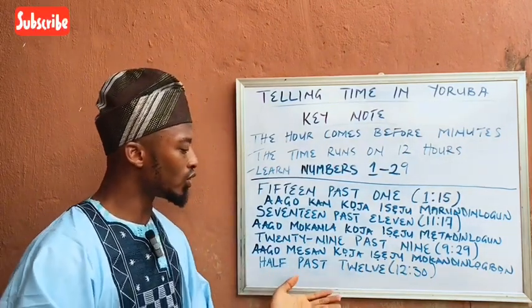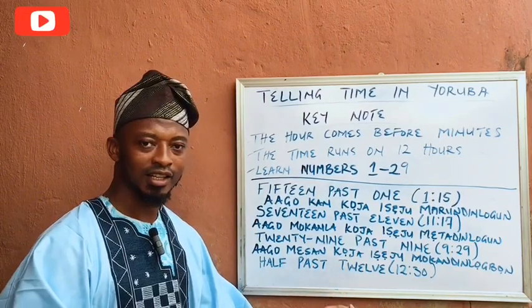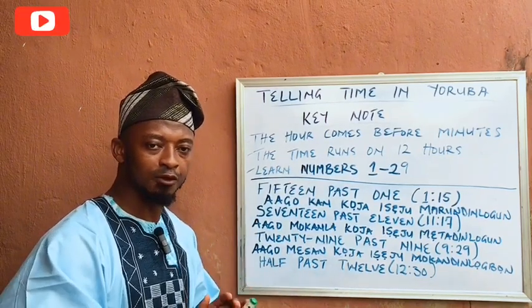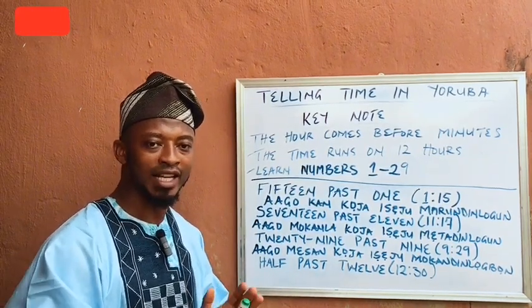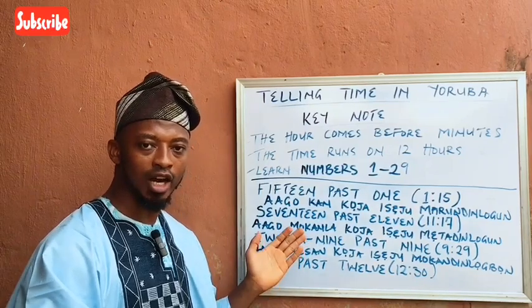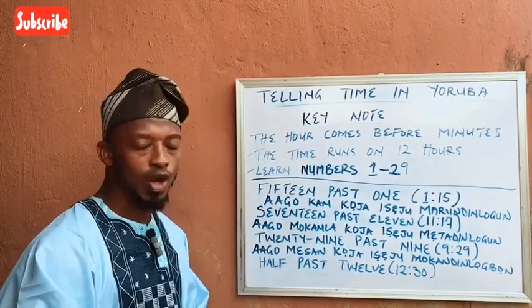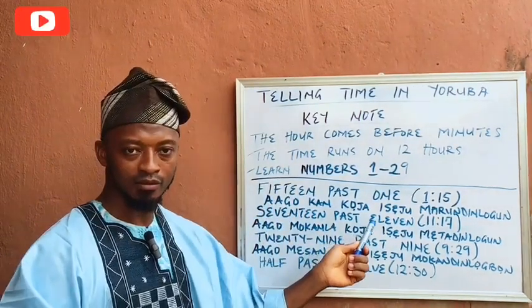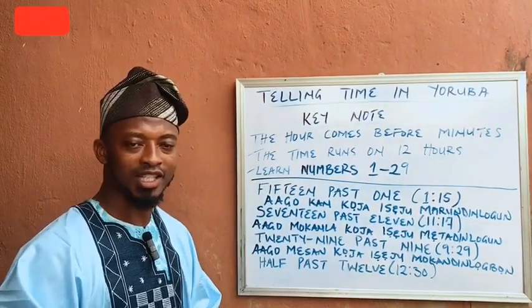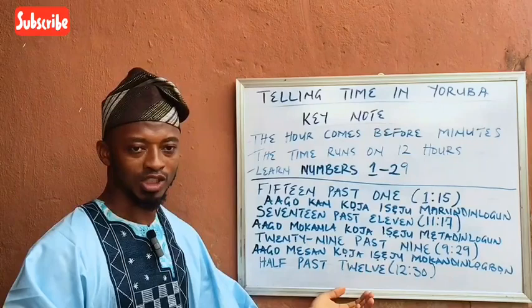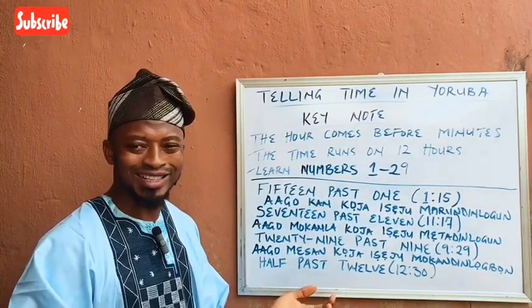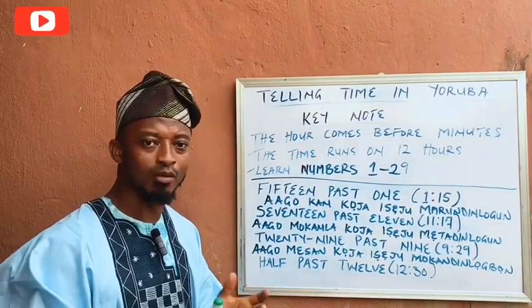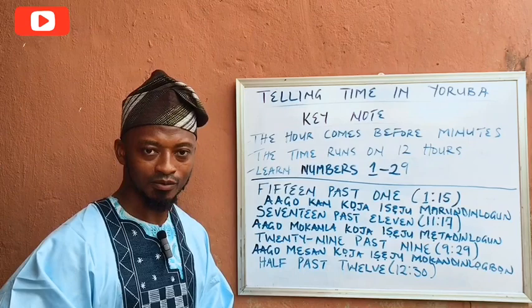So, we are talking about half past. This is a bit different. Anything half past the hour is a bit different in how you tell it to the others, which is why I said you only need your numbers 1 to 29 to tell time, because we can't have it as saying aago méjìlá kọjá ọgbọ̀n ìṣẹ́jú. You can say it that way, but it's not entirely correct.